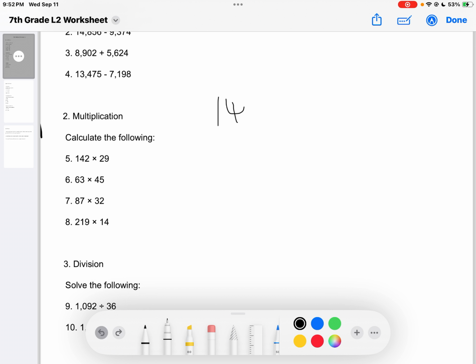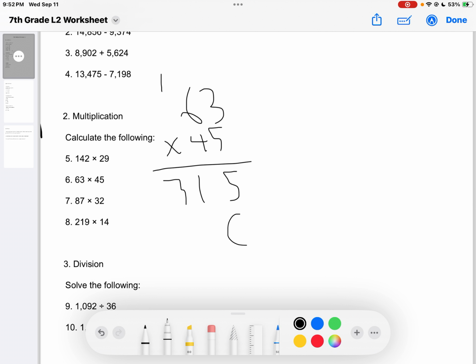Moving on to the second question. 63 times 45. Multiply the ones place first. 5 times 3 is 15. Transfer the 1. 6 times 5 is 30, plus 1 is 31. Add a 0.